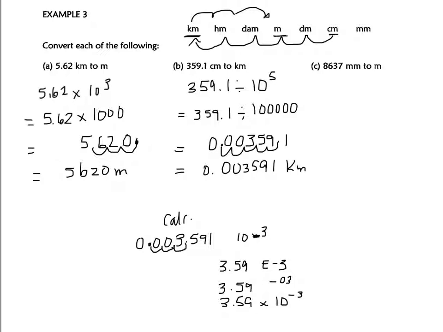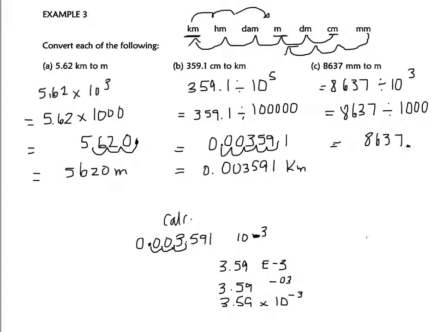All right, so the next one is from millimeters to meters. That's going to be a jump of 1, 2, 3, so a jump of length 3. That would be moving to the left, so you'd be dividing, going from a smaller unit to a larger unit. So it'd be 8,637 divided by 10 to the power of 3, which is 8,637 divided by 1,000, moving the decimal place 3 places to the left, 1, 2, 3. So that would equal 8.637 meters.